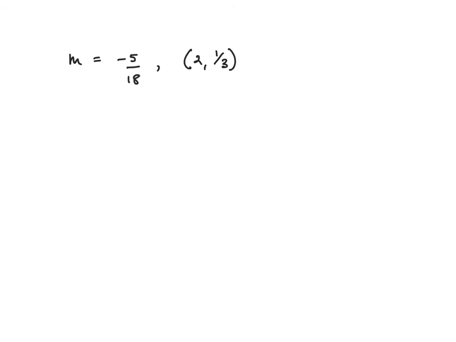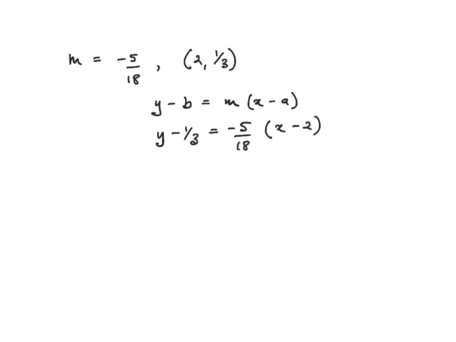The last thing to do is to work out the equation of the tangent, so y minus b equals m bracket x minus a, so that's y minus 1/3 equals minus 5 over 18, x minus 2. Multiply by 18, so 18y, 18 divided by 3 is 6, it gives us minus 5x plus 10, 18y equals minus 5x plus 16.